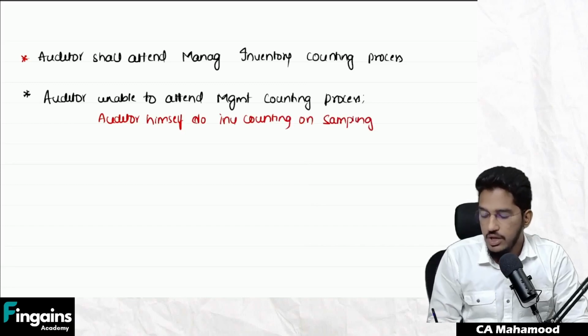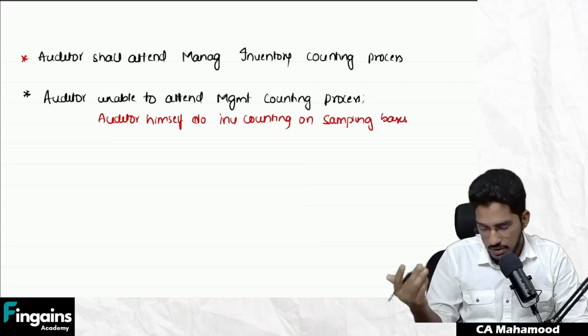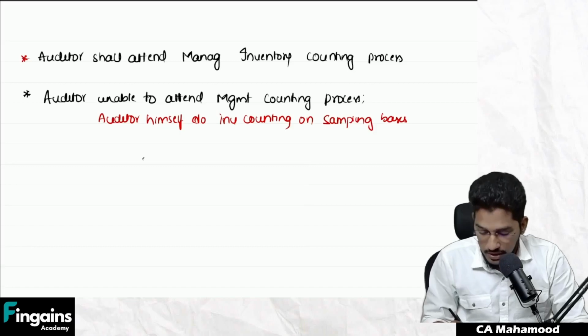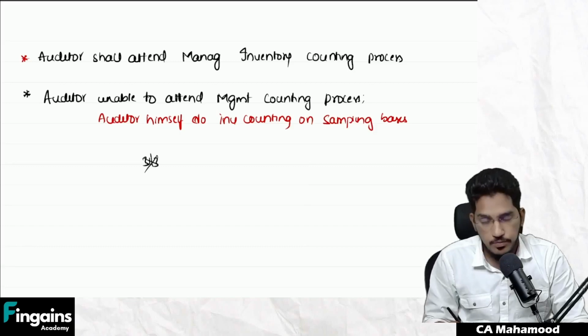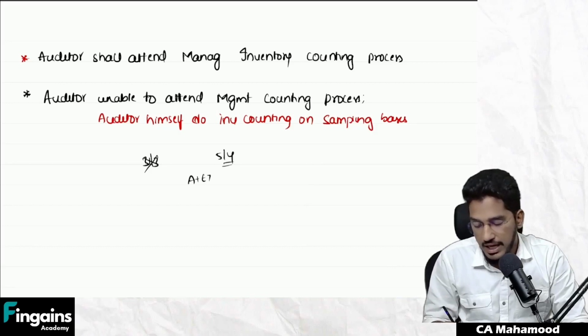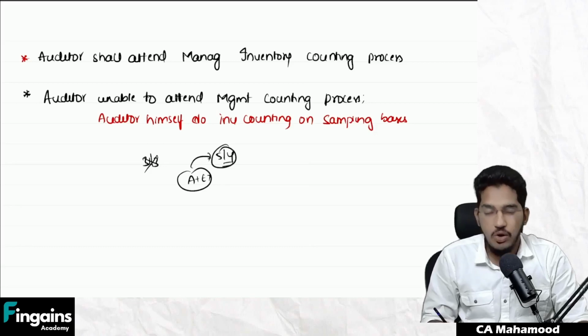So that means you have to take your engagement team. Assume that management is doing inventory verification on 31st of March. They invited, but you are unable to go. Now what you should do is go on some alternative date. Assume that on 5th of April, I, the auditor, will take my engagement team and go to the client's warehouse on 5th of April. I will do some counting on a sampling basis.